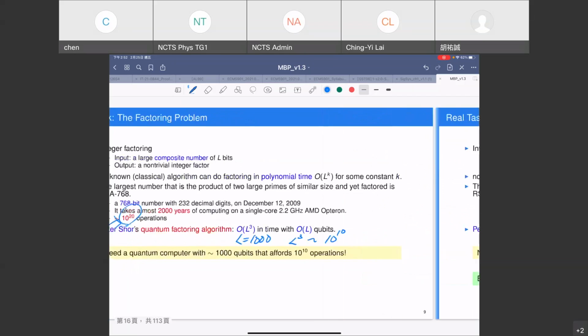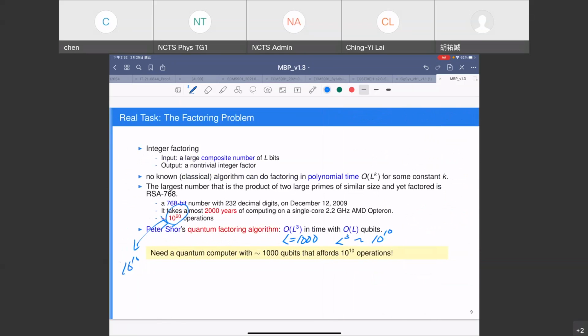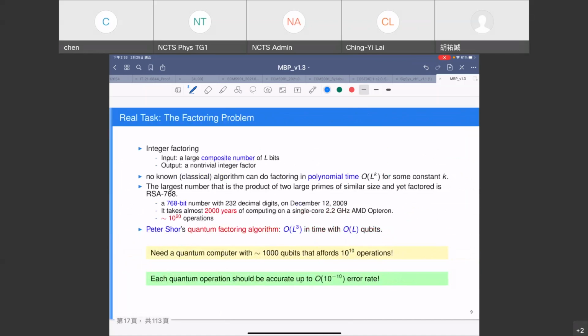However, currently, as I just said, the quantum operation is noisy, right? And the error rate is around 10 to the minus 2 to 10 to the minus 3. So if we want to implement this kind of operations, you need the error rate to be around 10 to the minus 10, such that you have some non-trivial probability to succeed, because you need to perform this much amount of operations. So you need quantum operations to be accurate up to 10 to the minus 10.